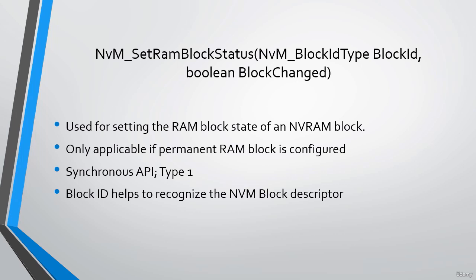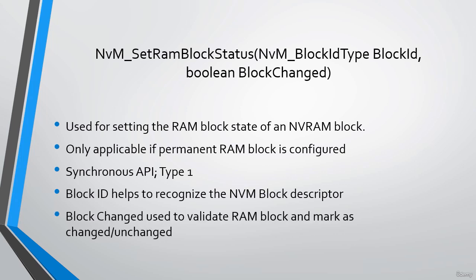What is its type? Does it support CRC? Does it have some init callbacks? All these parameters for one block we can describe in a block descriptor, and it is used to explain each NVRAM block. So each NVRAM block will have its own NVM block descriptor. So back again, block ID will help us to recognize the NVM block descriptor. I think that's clear.